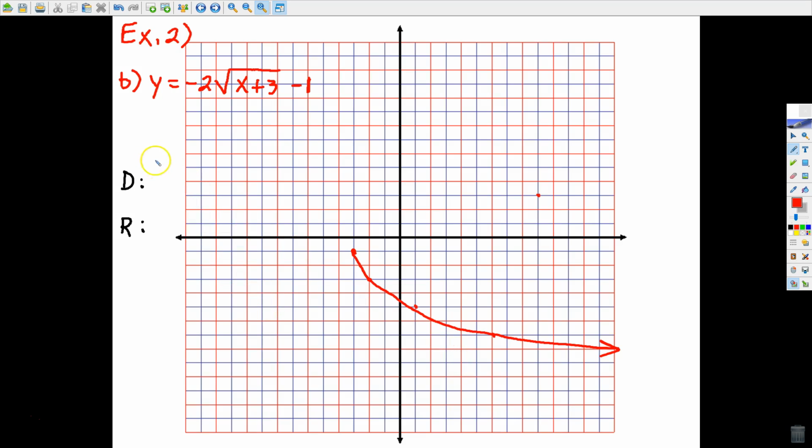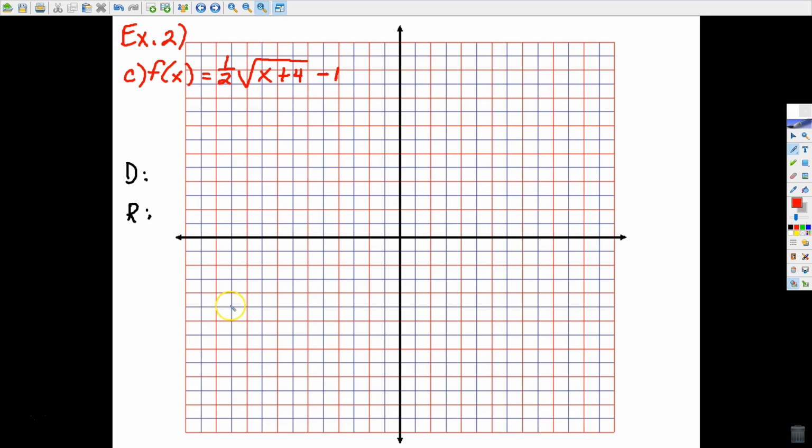Okay, what's the domain? Domain? Okay, -3, positive infinity. And then the range, negative infinity to -1. Any questions so far? These are pretty easy, I guess.